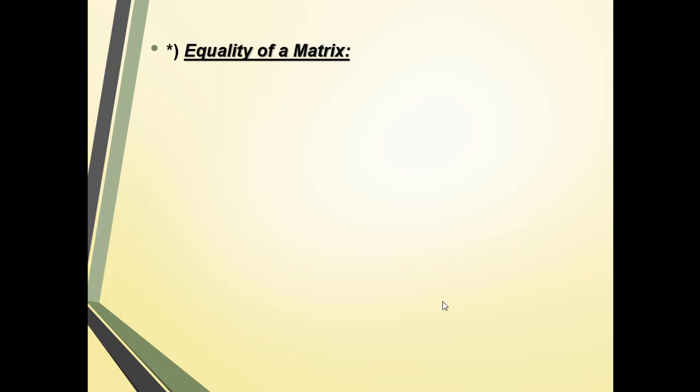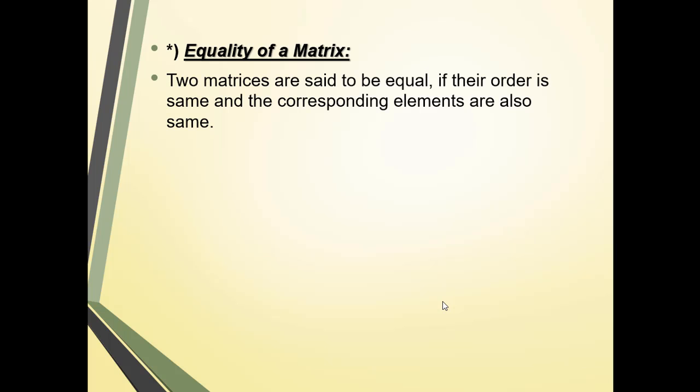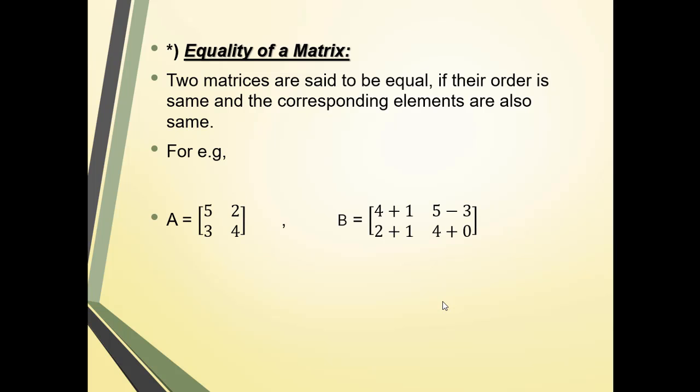Now, equality of matrices. How can we define that two matrices are equal? Two matrices are said to be equal if their order is the same and the corresponding elements are also the same. For example, if an element is in the first row and first column, the element in the same position is known as the corresponding element.